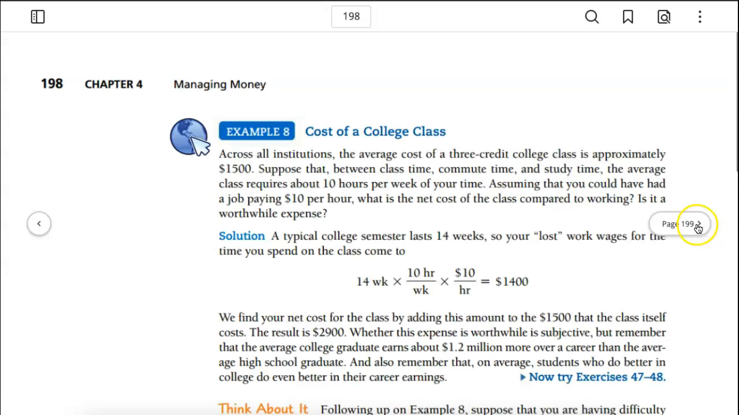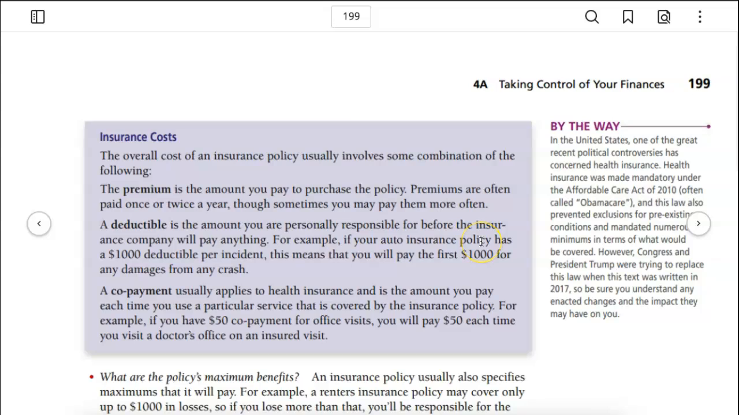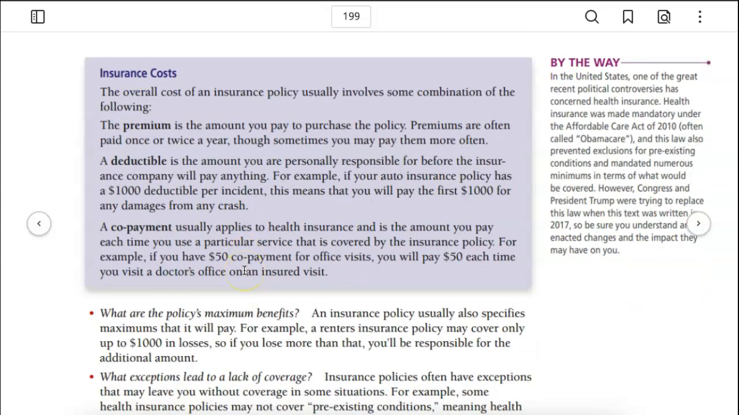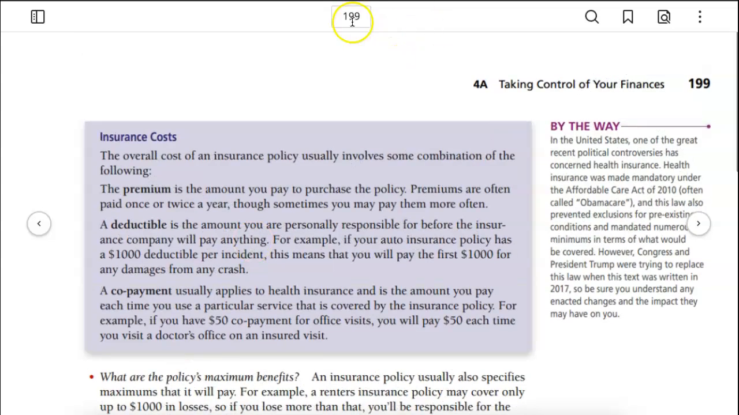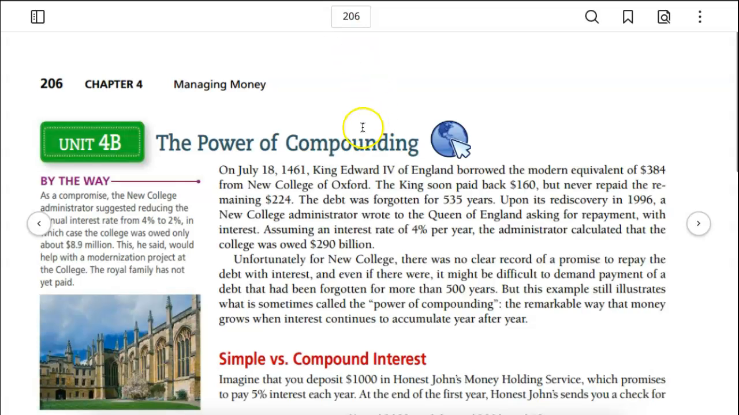And then one last note I made about this particular section is on page 199. There's lots of vocabulary here. Now there's vocabulary in other parts too, but this one particularly relates to insurance cost. Now I'm going to skip ahead to page 206. That's the next section. Again, make sure you watch this overview video to get a good idea of what this section's about.